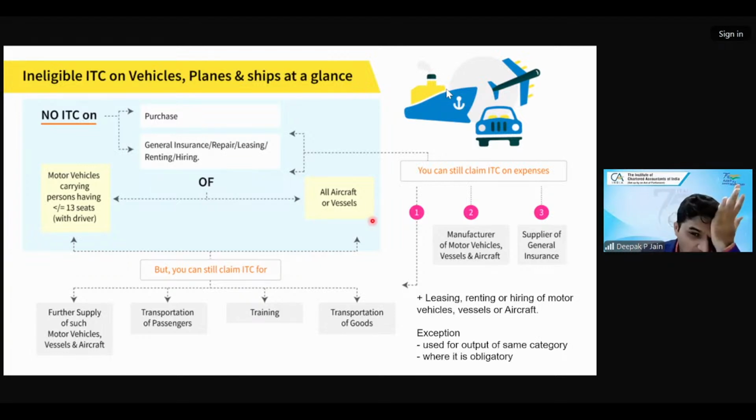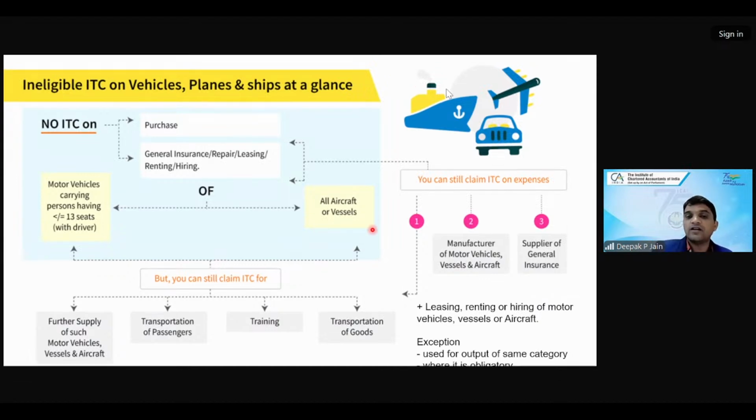Is internal policy a statutory obligation? No. Internal policy is not a statutory obligation, Krishna, because it says it's a statutory obligation, which means the obligation should be from the law perspective. It should come from the law that it is mandatory for you to provide this cab hire.